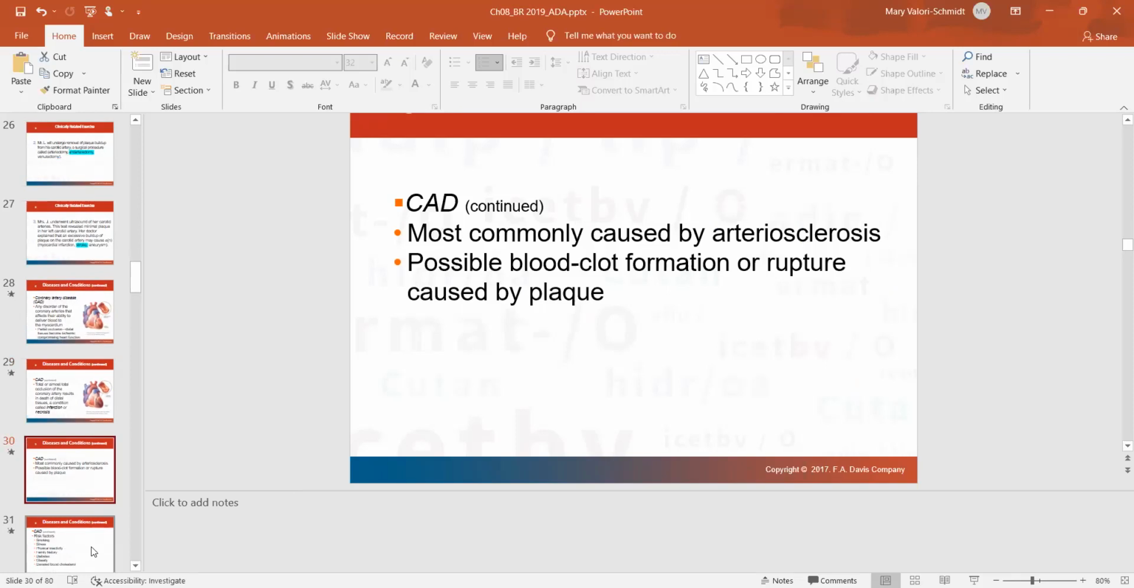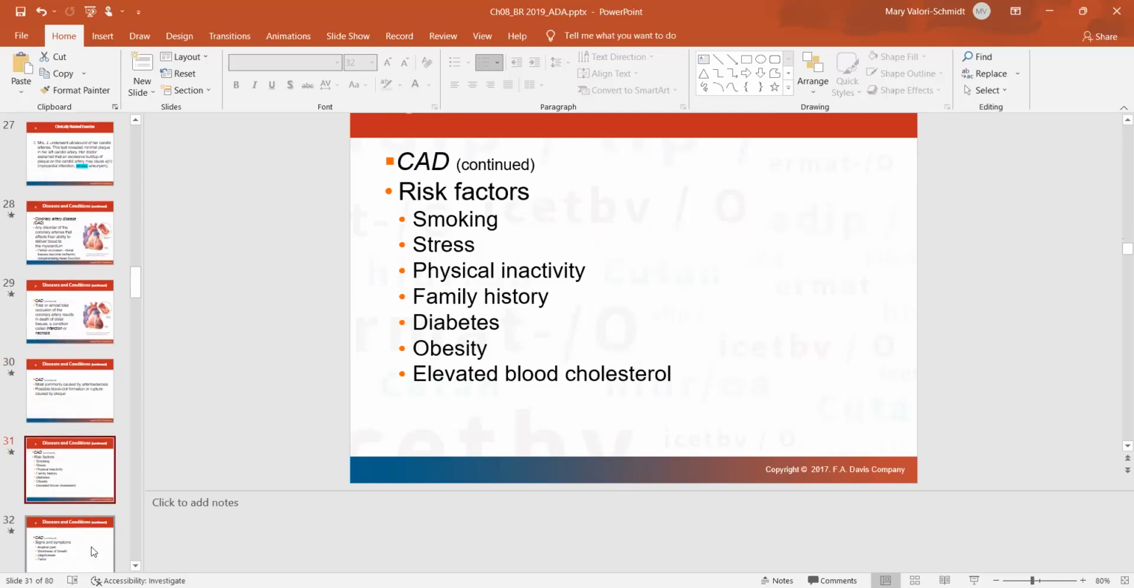So most commonly caused by arteriosclerosis, also can be caused by a clot, right? Rupture caused by plaque, not as common, right? It's usually because of high cholesterol, high triglycerides, or a blood clot that actually either formed there or one that started someplace else and moved and traveled there.